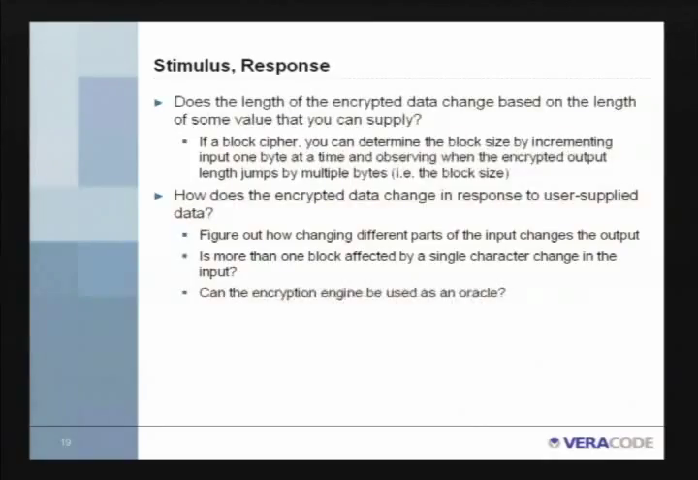How does the encrypted data change in response to user-supplied data? What different fields that I have control over can I use to affect the token? So is it just the email address, or are there other things that are being stored in there? It's kind of a binary way to figure out, even though you don't know how it's being stored, what is actually being stored in there.